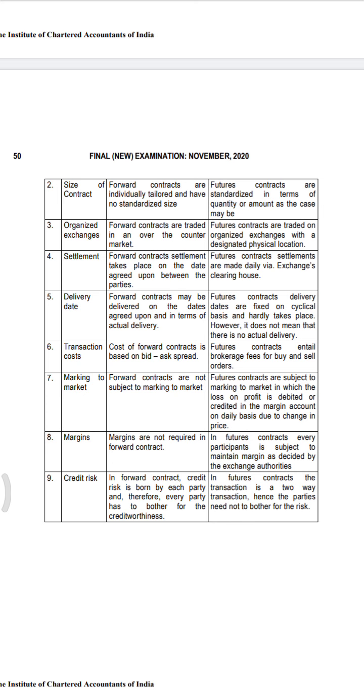Credit risk. In forward contract, credit risk is borne by each party and therefore every party has to bother for the creditworthiness. In futures contract, the transaction is a two-way transaction, hence the parties need not bother for the risk.